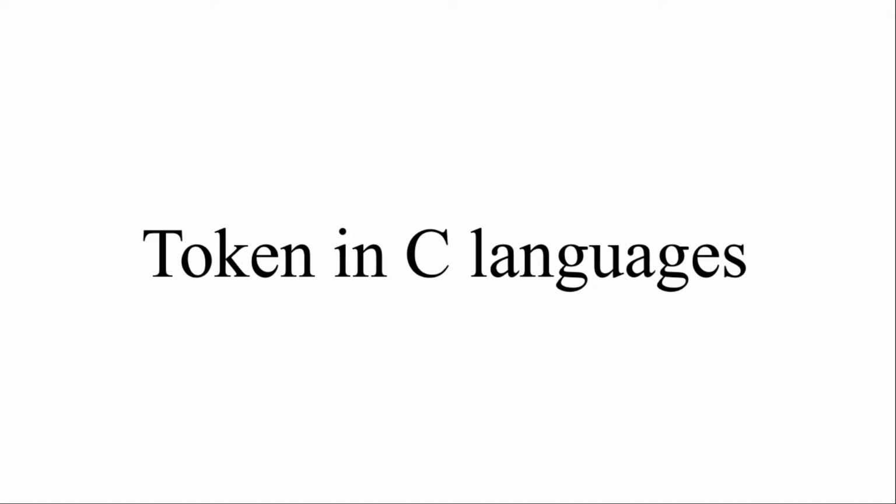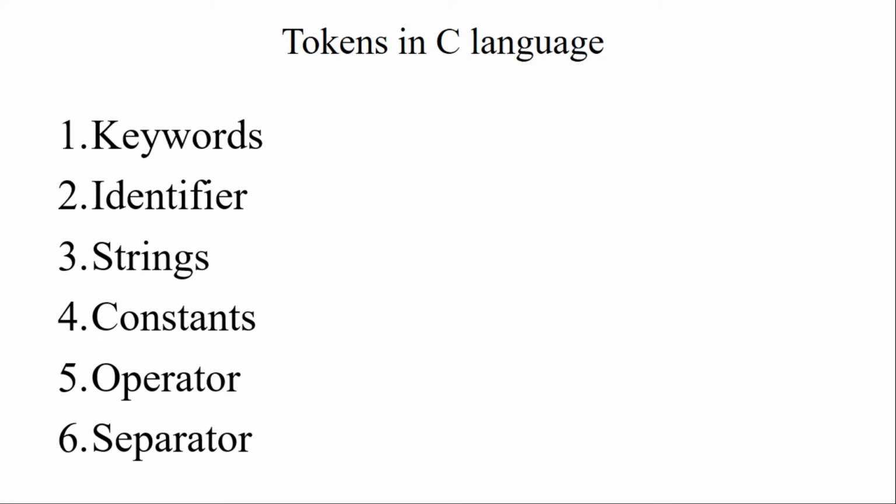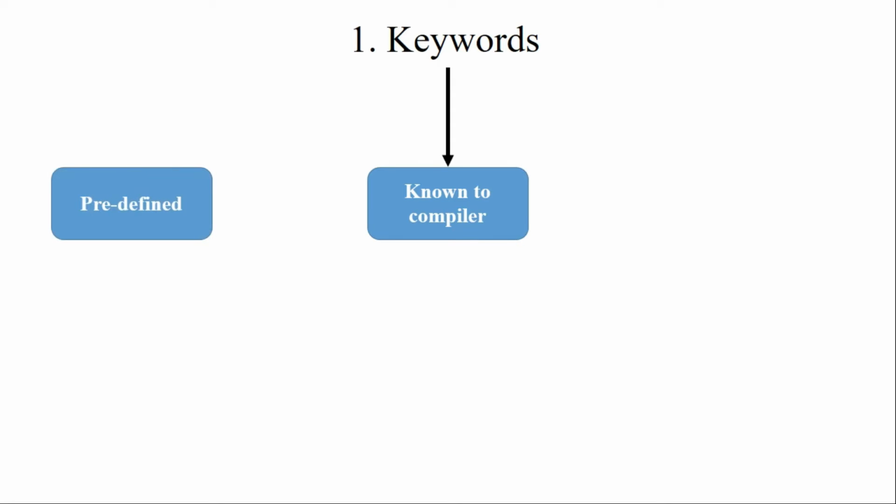So let us start. There are a total of 6 tokens used in C language. The list is as follows. The first token is keywords. Keywords are the words that are already known to the compiler, so their function is predefined and reserved by the compiler. Users or programmers cannot use these keywords for some other objective.